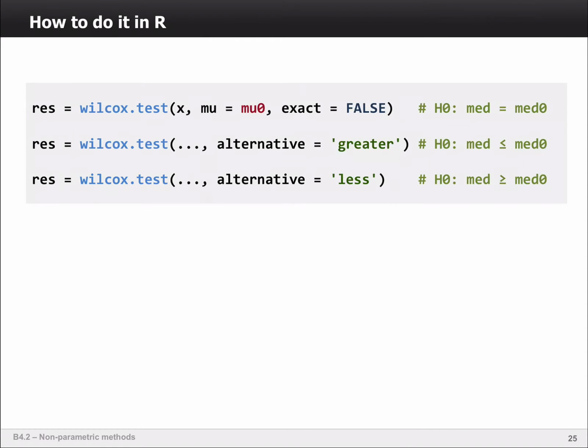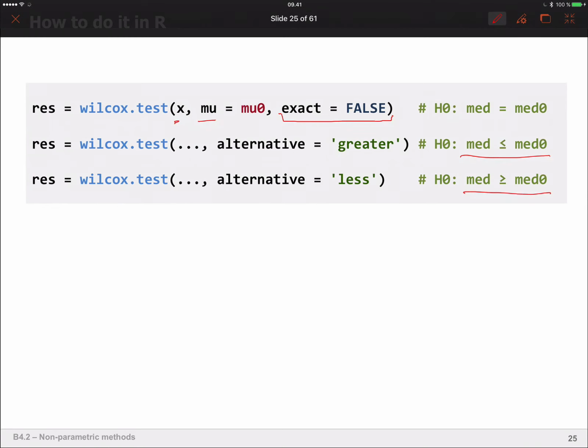Then again, if you want to do it in R, there is a function called wilcox.test, and this function is very similar to the t-test. You provide a sample, it's x, then you provide mu, which of course should be the median. Then exact equal to FALSE is not necessary. You provide exact equal to FALSE only if your sample size is below 20. In this case, of course, the results are not quite reliable, but at least you can do something. If you want to make a test for one tail, meaning for either this or this hypothesis, you just use the same parameter as we usually use: alternative equal to greater or alternative equal to less.